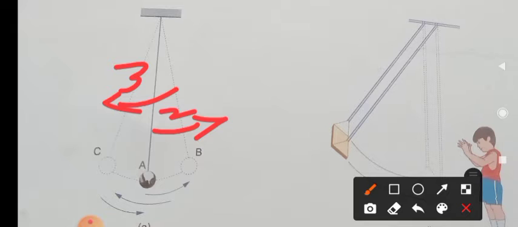So what is a periodic motion? A motion that is repeated after a fixed interval of time. Okay, the time period will remain the same, so that is called a periodic motion. Do you understand periodic motion and oscillatory motion? Hope you do.